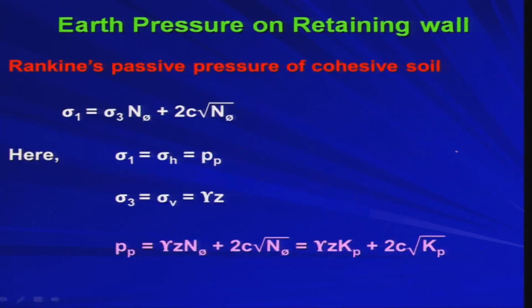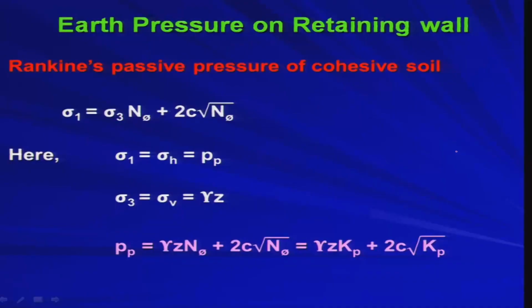Now, based on this concept we are going to calculate the Rankine passive pressure for cohesive soil. We have seen how to find out active thrust, active pressure for the cohesive soil, that is c-phi soil, that means if C is there then what will be the expression for active pressure. Now, we are going to find out the expression for passive pressure if C is there. So, basically sigma 1, and that is the relation already we know from our earlier discussion, that sigma 1 equal to sigma 3 N phi plus 2c root over N phi.